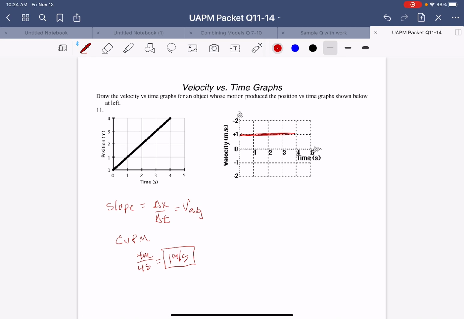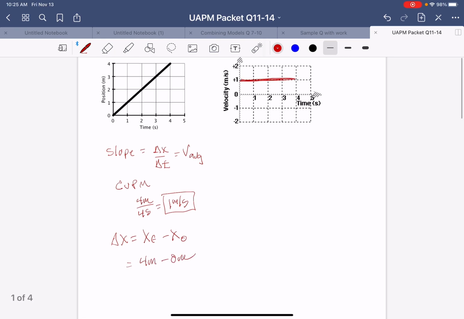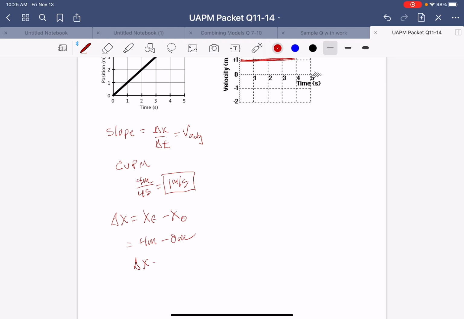I can find the displacement. Remember, the displacement is my final position minus my initial position, the straight line distance between any 2 points. I can find that from my position time graph. So in this case, that's 4 meters minus 0 meters. So my displacement is 4 meters.